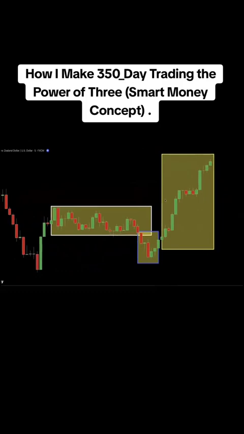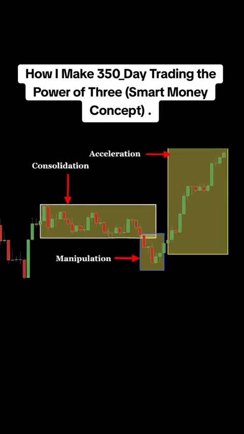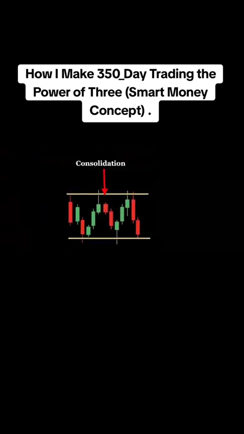Let's get into it. The Power of 3 is a smart money trading pattern that segments price action into 3 key phases: consolidation, manipulation, and acceleration. In consolidation, smart money builds positions while price remains stable, moving within a horizontal range. The market appears directionless, but this phase sets the stage for the next major move.